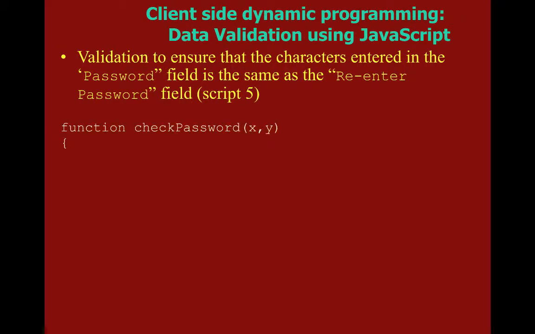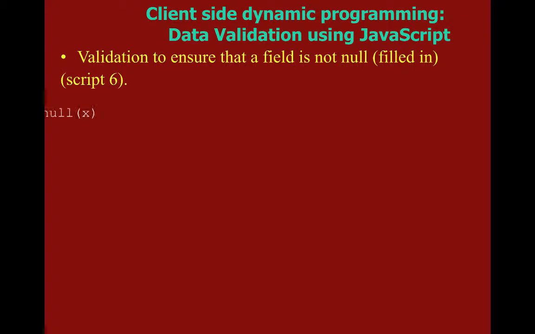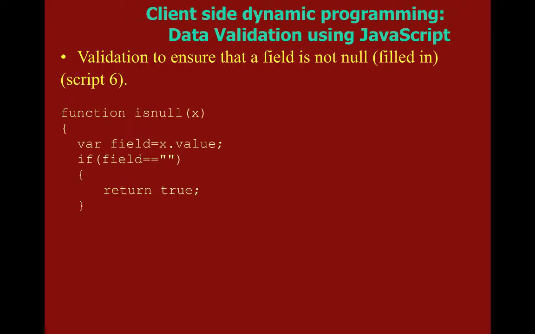Okay, so password field, again, when the user is asked to re-enter the password, it should be the same, right? So if it's different, then this function returns false, right? And then if you want to make sure that the field is non-null, that means the user did enter something for that field in that form, then you can call this function. So if the user didn't enter anything, isNull will be equivalent to the empty string, and it will return true. Right?